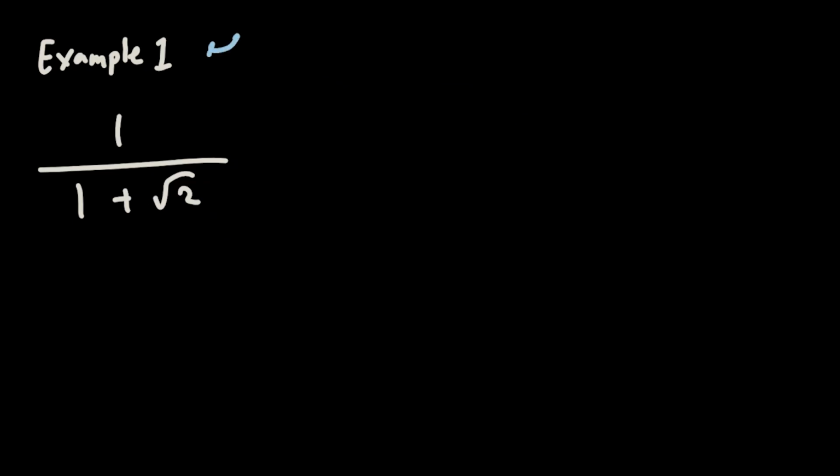So example 1 says we have this fraction and we want to rationalize it. So we just want to remove this root of 2. Just remember, we have to take advantage of the difference of two squares property. So we will multiply both the numerator and the denominator by 1 minus the root of 2.